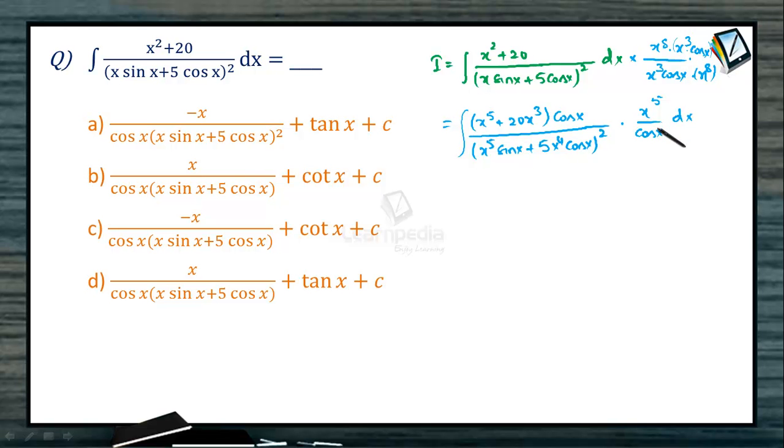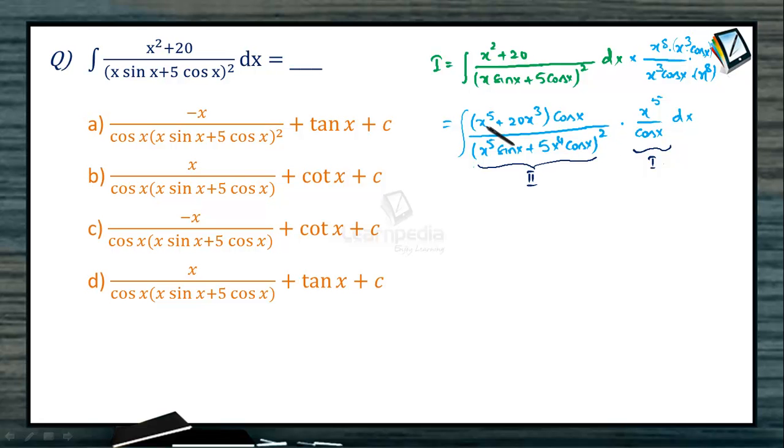Now this is a product of two functions. When we want to apply the product rule of integration, we need to identify a suitable function for the first function, which is easily differentiable, and the second function, which is easily integrable. For that, if you look at the first term, the derivative of x⁵ sin x + 5x⁴ cos x is nothing but x⁵ cos x + 20x³ cos x, right? So it's easier to consider this term for integration. So we'll consider this part as the second function and this part as the first function.